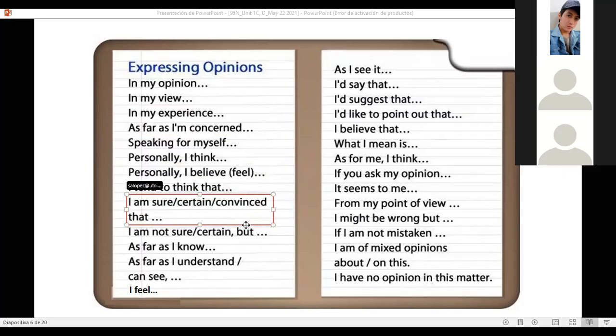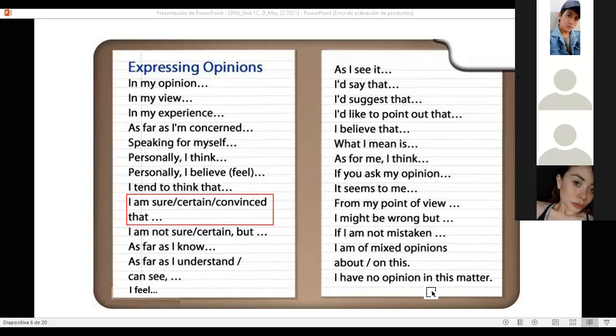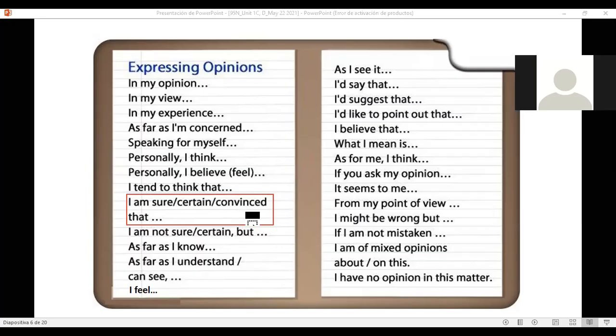Can you help me with this one, Jennifer, please? I'm sure, certain, convinced that. Exactly. I'm sure, I'm certain, or I'm convinced that. Estoy seguro, estoy convencido que. Y decimos lo que pensamos, ¿no es cierto? I'm sure that. Let's continue with the next two. Can you please help me with these two, Sammy?